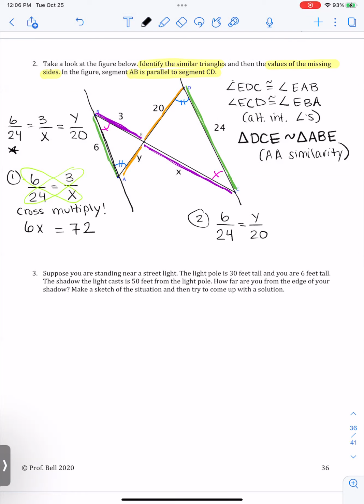Am I right? Oh, yeah. Yes, I am. Okay. And then I would divide both sides by 6 to solve for x. So x is equal to 12 units. So this side is 12 units long. We got to do it again to solve for y.